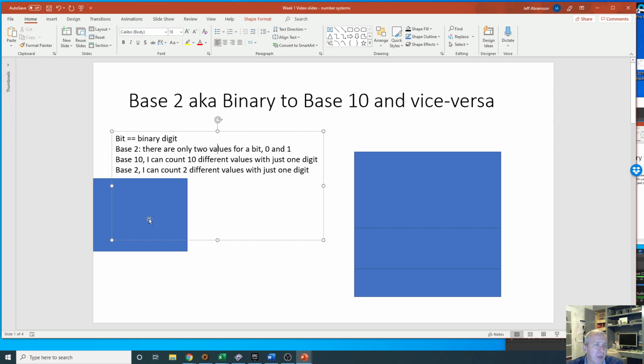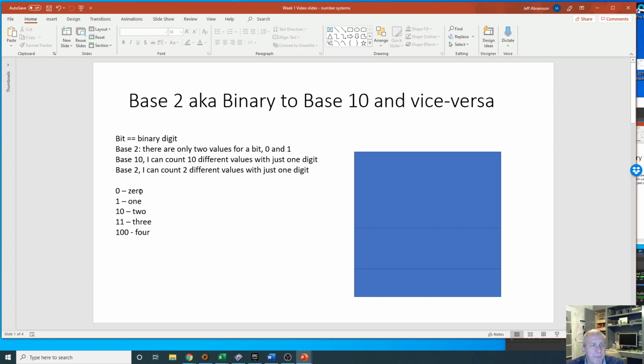And so how does counting work in that case? You start with 0, then you go to 1, and then you're out of characters. So you have to add another digit, right? And maybe I should justify these a little bit so that it looks more like that. And you can see the pattern here.